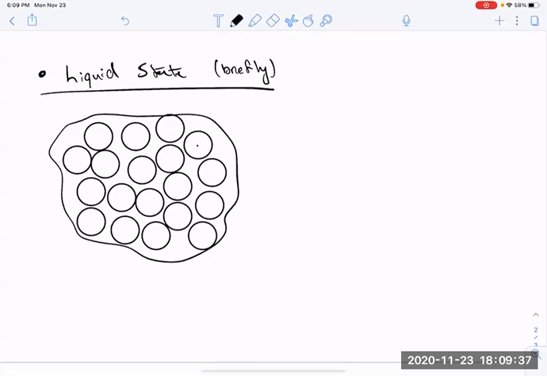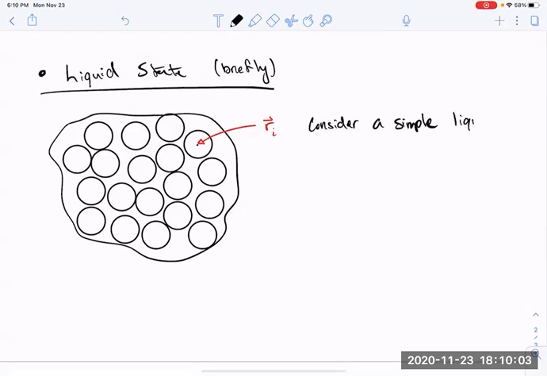Let's denote the center of one of those spheres with the position R sub i. That's the location of the ith particle. So when I say simple liquid, this is the kind of picture I have in mind, something that's structureless, takes up space, is close together, and lacks long-range order.